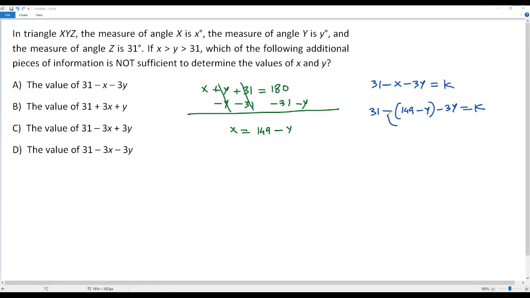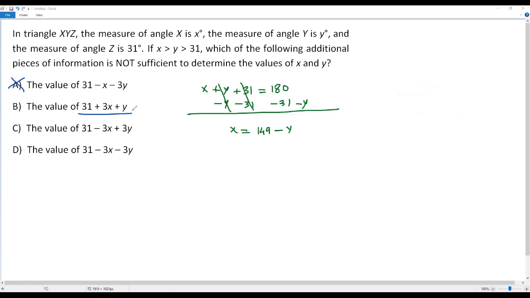What if I distribute the negative sign, particularly for this negative y? Negative times negative becomes positive y, and we have negative 3y. When I simplify, I'm getting negative 2y. So y exists on the left side, which means we'll be able to solve for y in this equation. Once we get the value of y, we can plug it in and solve for x. So the information in answer choice A is sufficient to determine the values of x and y, but our aim is to get the one which is not sufficient. So we can reject answer choice A.